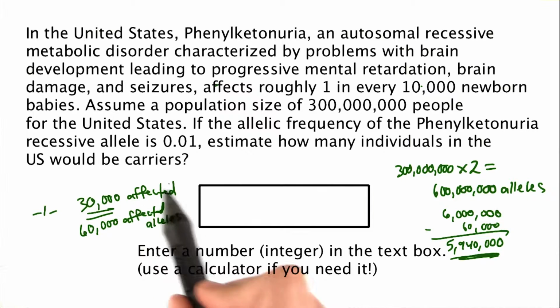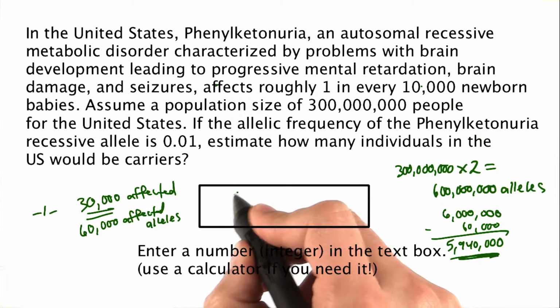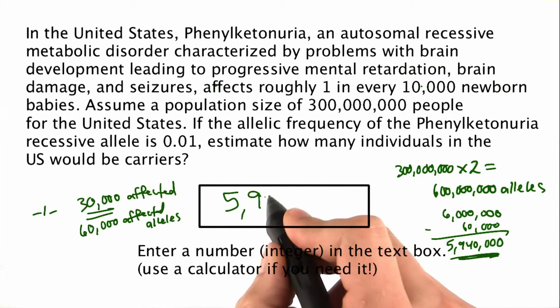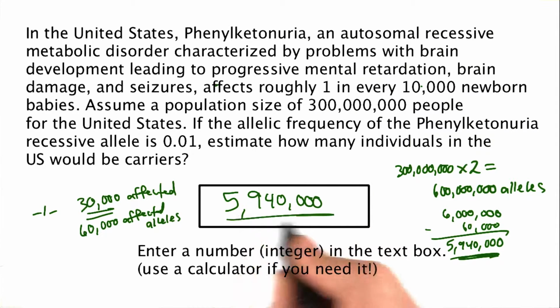And because we've already accounted for all of the affected people, these must all be in the unaffected people, people who are carriers. So this means that there are approximately 5,940,000 people who are carriers of the phenylketonuria allele.